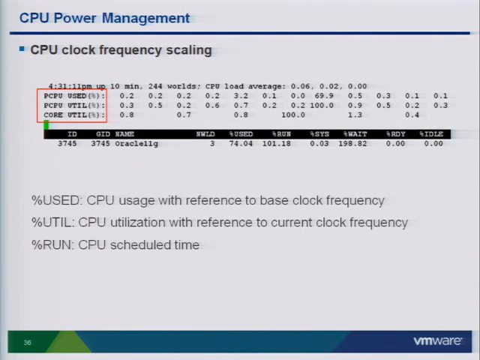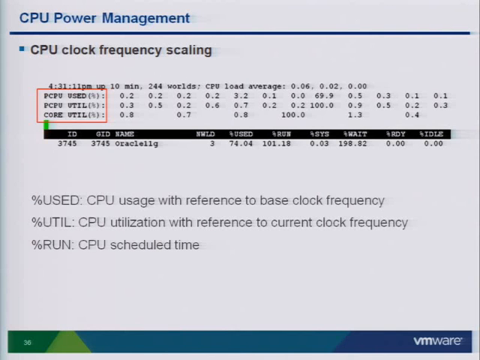The reason this is important is that if you have power management enabled, sometimes your CPU utilization numbers can be a little tricky to understand. I know it's really confusing, but unfortunately, power management messes around with your clock frequency, so you have to recalibrate everything based on the current clock frequency.